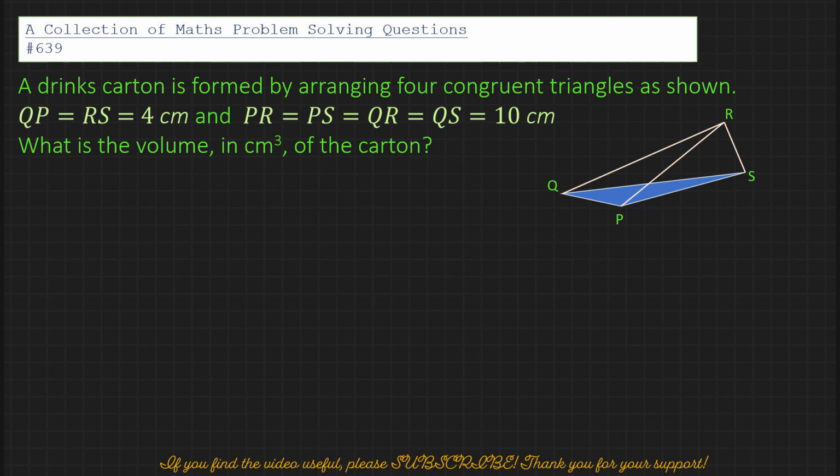A drinks carton is formed by arranging four congruent triangles as shown. QP equals RS equals 4 centimeters. Then you have PR, PS, QR and QS, they're all equal and that is 10 centimeters. So they are all 10, while PQ and RS are 4 centimeters. What is the volume in centimeter cube of the carton?